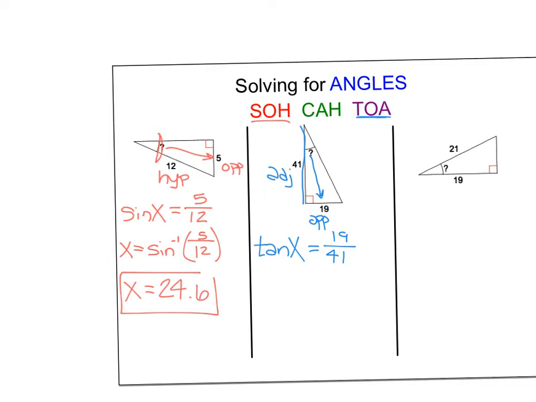All right, I'm going to do the same thing. To undo that x from my tangent, I do the inverse tangent of 19 divided by 41. All right, and so plug that into your calculator. And again, those of you using your iPads or your iPhones, you do 19 divided by 41 equals, and then make sure the second button is pressed, and then you're going to hit tangent, and that'll give you about 24.9.